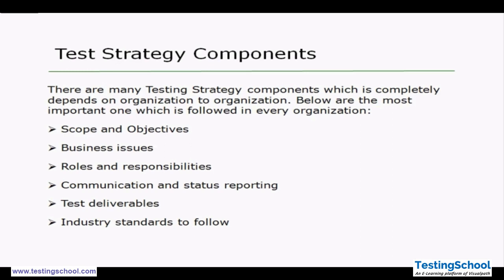Then we have the industry standard to follow. So in an industry, what is going on and what we should follow every time, like how we manipulate this document. It is mentioned in this document how we follow the industry standards. Like we have CMM level 5, CMM level 3, CMMI level 5, that is a maturity level of the company, or any ISO certification. So how we follow the industry standards is mentioned in the test strategy document.